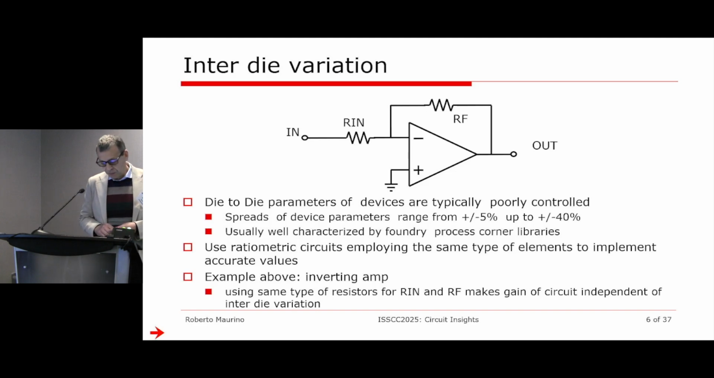And the usual way to deal with this sort of variation is very simple. Typically, you implement circuits which are ratiometric, so where the transfer function is defined by the ratio of components. And therefore, if the components vary by the same percentage, the transfer function doesn't change. So here we have a simple example of an inverting amplifier, where if the Rin and RF change by the same percentage, the gain doesn't change.